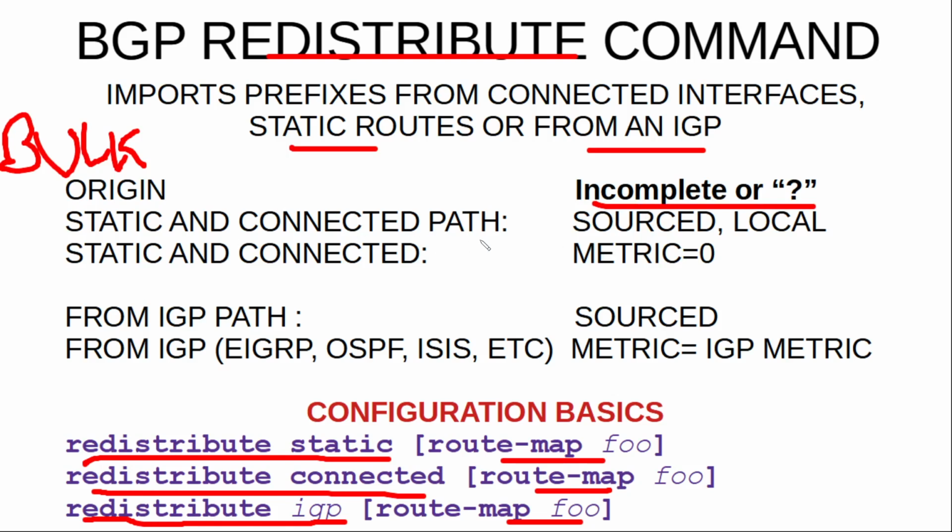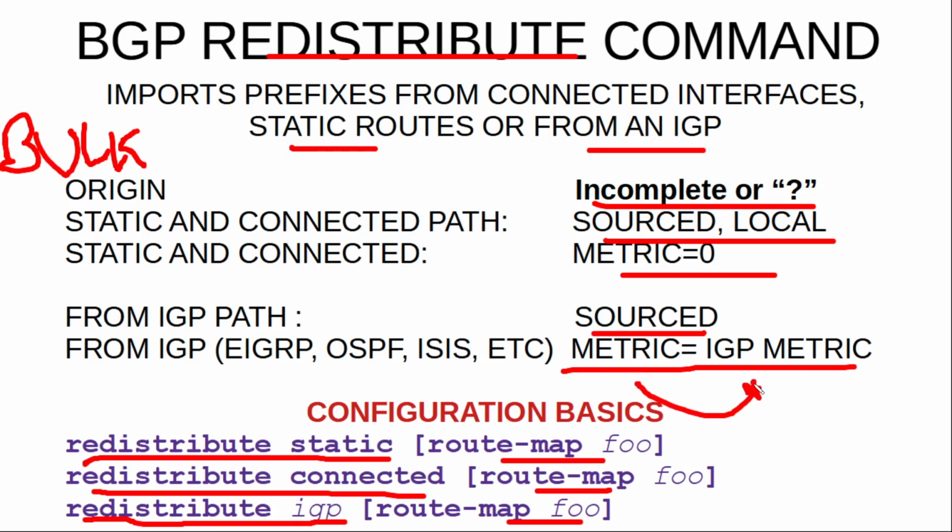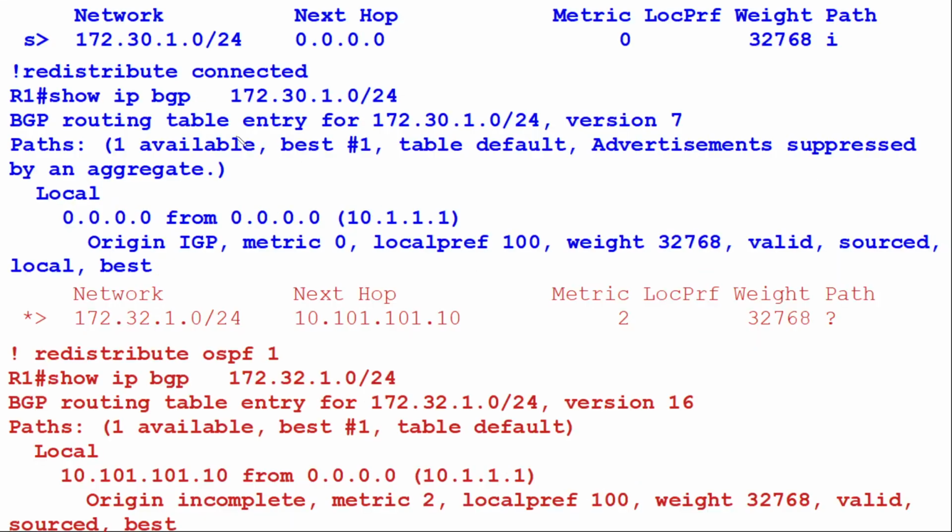For static and connected redistribution, they will be set as sourced local with a metric of 0. And from EIGRP, OSPF, IS-IS, and so on, they will not be local, they will be just sourced, and the metric will be the same as the metric coming from the routing protocol. So in this example, we have this connected interface, redistribute connected. Next hop is 0, metric is 0, the weight is high.